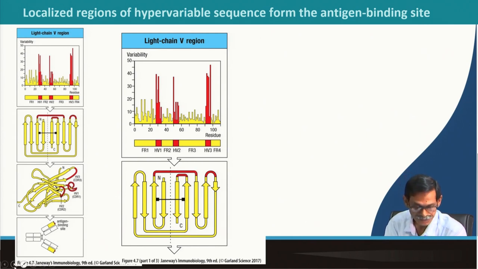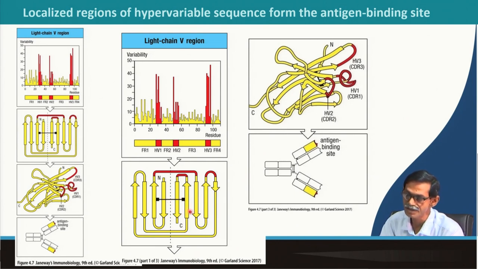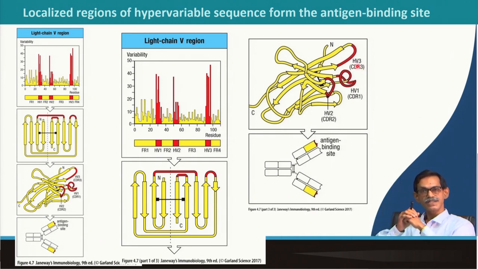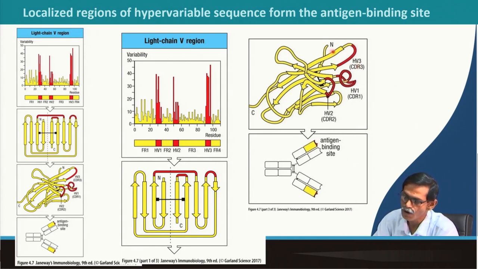What next? This picture, if I represent it like this, is the same picture we have seen before, but the only difference is that here the hypervariable regions are marked: HV1, HV2 and HV3. These are also called CDR1, CDR2 and CDR3. CDR stands for complementarity determining region. HV1 and CDR1 are the same region, you can say either HV1 or CDR1, it means the same thing.